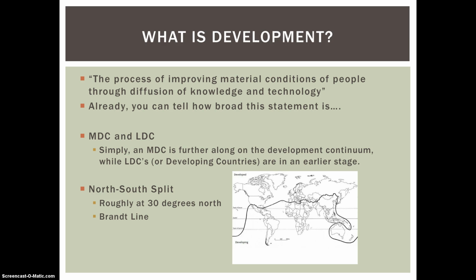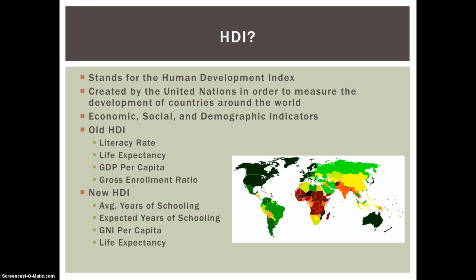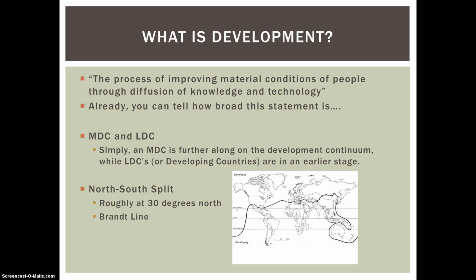And so, when we talk about development, we also want to talk about the geographic distribution of development, and we can do that using the north-south split. We're going to be going over this a little bit more in depth when we go about HDI, so we can actually compare developments. But let's just do a brief overview of it. The north-south split is at roughly 30 degrees north, and if you look at this line, it's definitely not straight, because it has to go past country borders and such. But it's roughly at 30 degrees north, and it's also called the Brandt line.